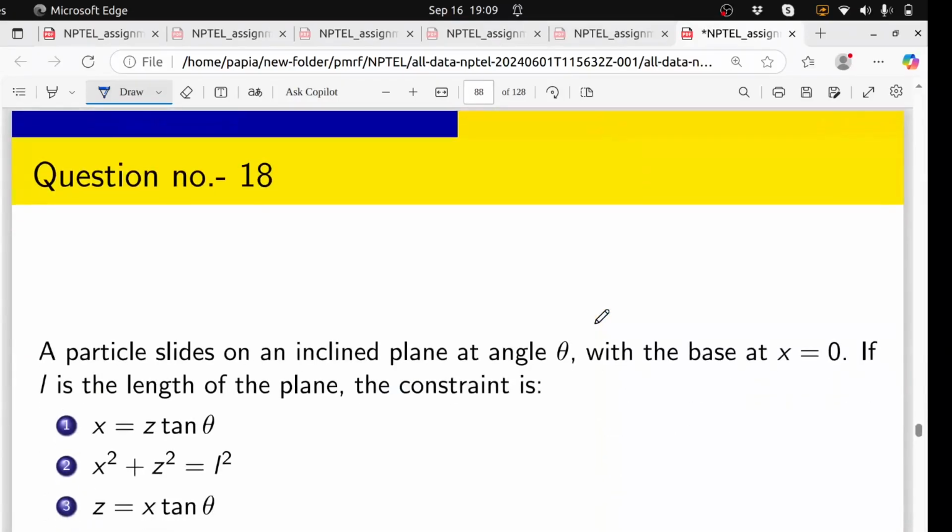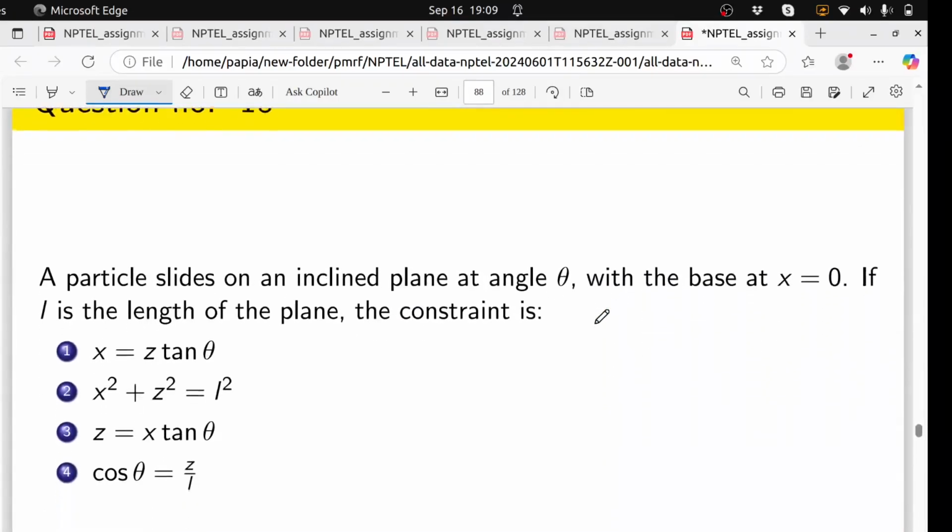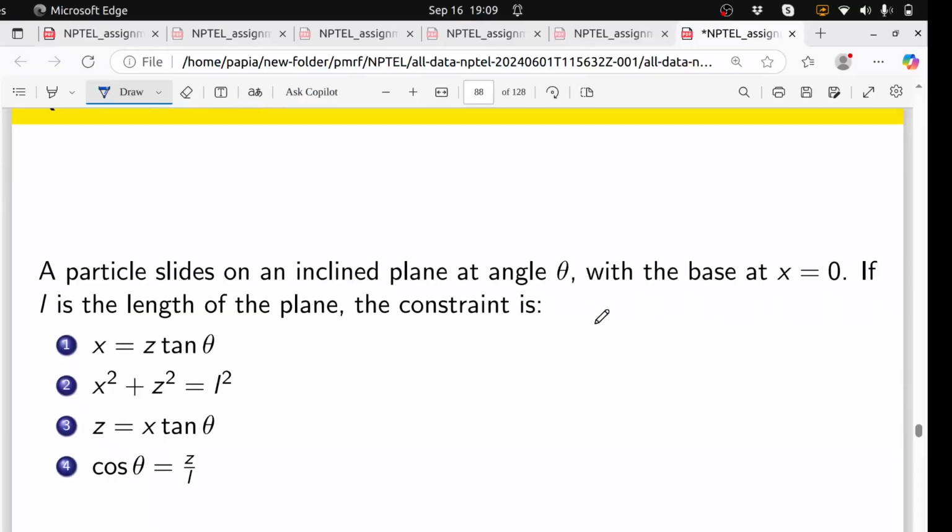Okay, now maybe we can come to the next question. A particle slides on an inclined plane at angle theta with the base at x equals 0. If L is the length of the plane, then the equation of constraint is what? Okay.